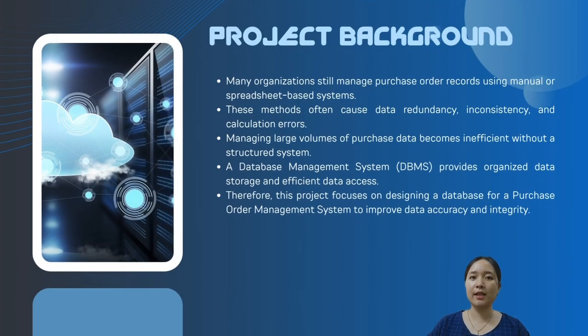Many organizations still manage purchase order records using manual documentation or spreadsheet-based systems. While this method can work for small-scale operations, it often leads to problems such as data redundancy, inconsistent records, and calculation errors when the number of transactions increases. Repeated storage of vendor and item information also causes data anomalies and makes data maintenance difficult. To overcome this issue, a structured data approach is required. Therefore, this project focuses on designing a relational database for a purchase order management system to improve data accuracy, consistency, and overall efficiency.